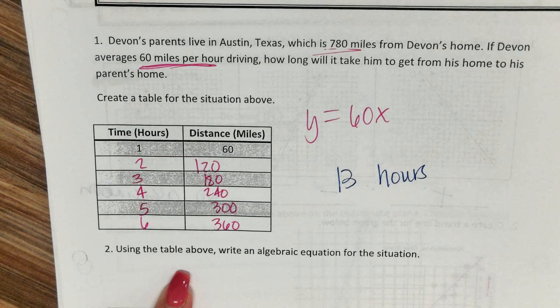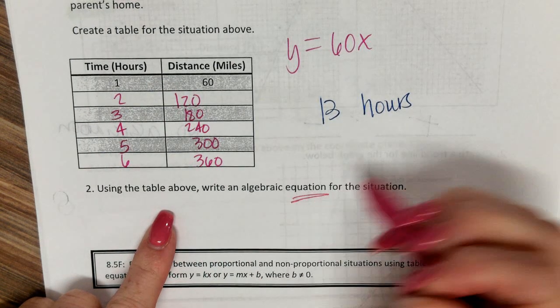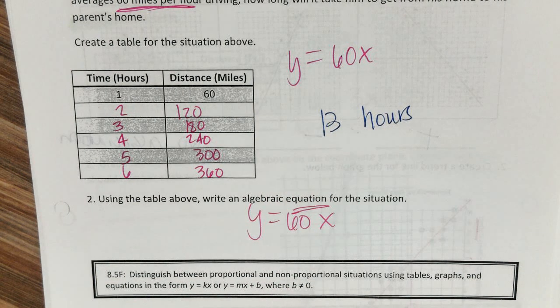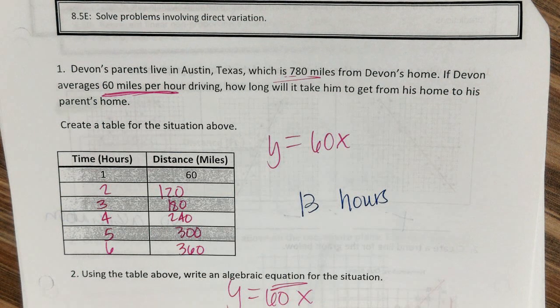Then right here, we're going to stop at this question. It says, using the table above, write an equation. We already did. What was our equation? Y equals 60x. Why did we not include the 780? That was part of the question, not part of the equation.